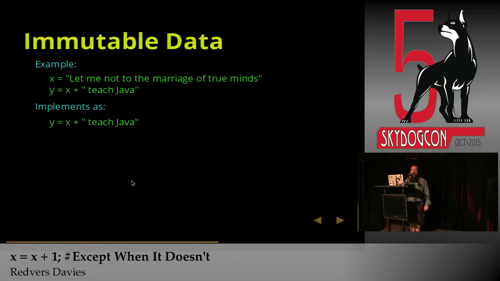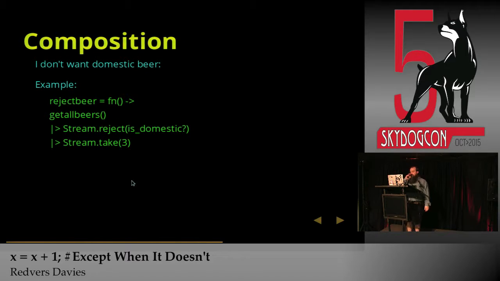We don't need to store a second copy of "let me not to the marriage of true minds" because it never changes. How cool is that? That means I can have a binary blob of like 2 gig in size, and I can modify bits and pieces of it and never need to make a copy. Oh, because when you make these guarantees, you can cheat.